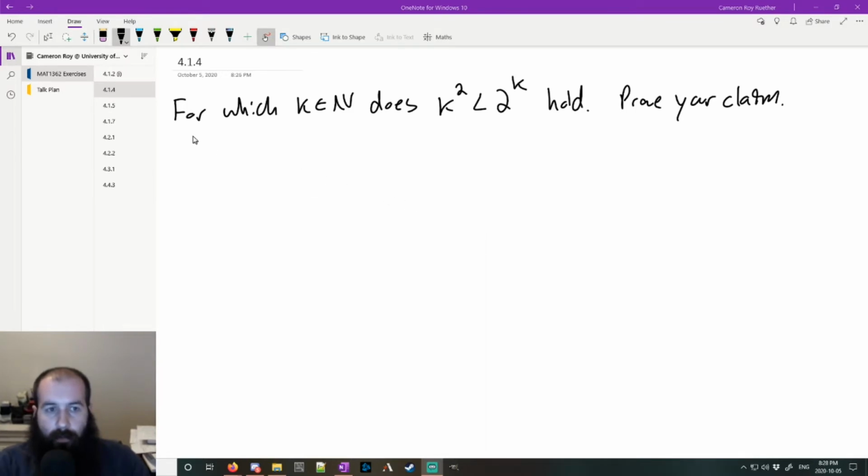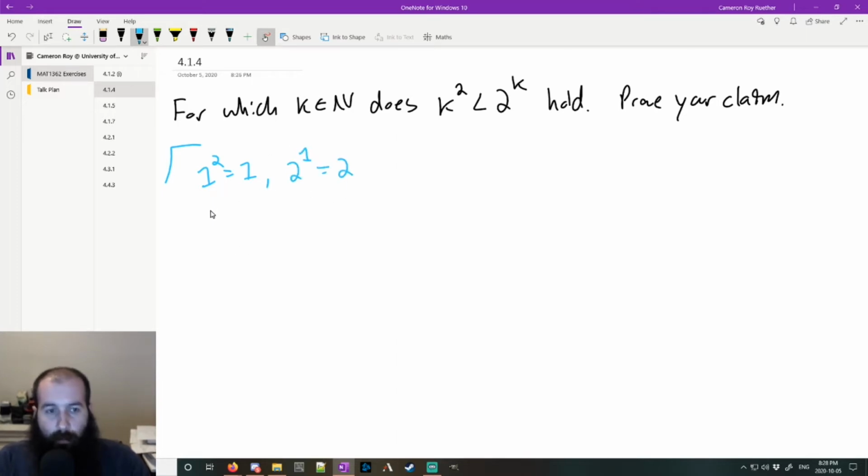4.1.4 tasks us with deciding which natural numbers k cause the inequality k squared is strictly less than 2 to the k to hold, and then to prove our claim. So first, we just need to decide which ones of these they actually hold for. We can start by checking 1. 1 squared is 1, and 2 to the 1 is 2. So here it does hold.